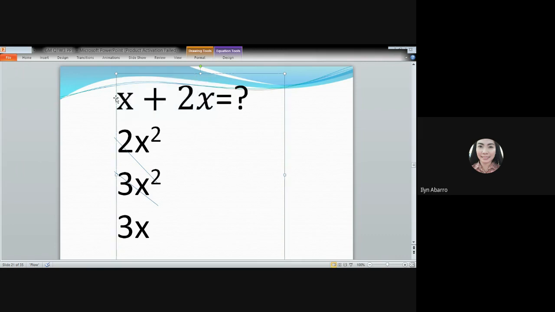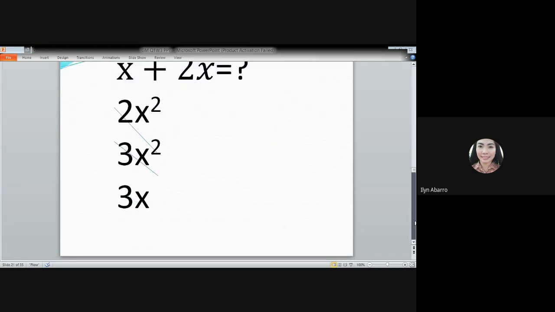We simply add their numerical coefficients. So in here, sa first term, it is understood to have 1. Meron siyang 1. But we are not writing 1 there because it is understood to have 1 if there is no written numerical coefficient with a variable. So 1 plus 2 is equal to 3. And then copy the variable and the exponent. So 1x plus 2x is equal to 3x. Okay, so that's it. Let us have another one.